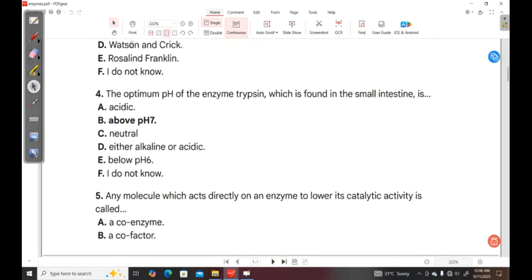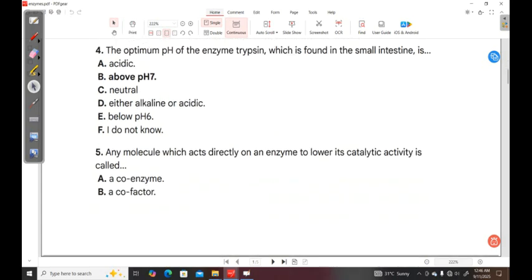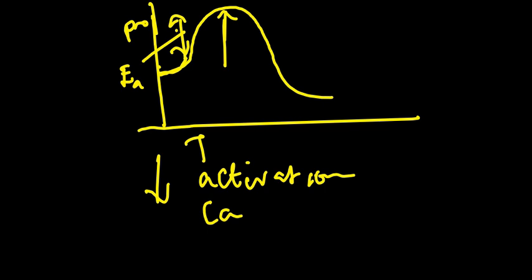Question four, the optimum pH of the enzyme trypsin, which is found in the small intestine, is A, acidic, B, above pH of 7, C, neutral, D, either alkaline or acidic, E, below pH of 6, F, I do not know. So the correct answer in this particular question is that trypsin works under an alkaline environment, and for an alkaline environment, it's a pH that's above 7.